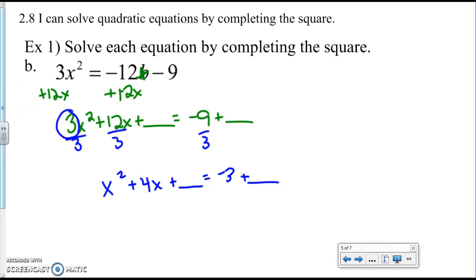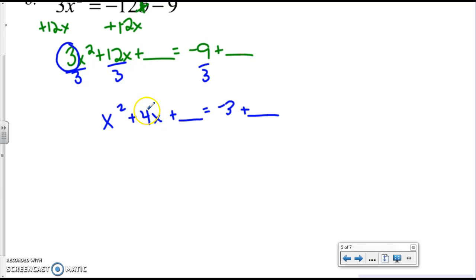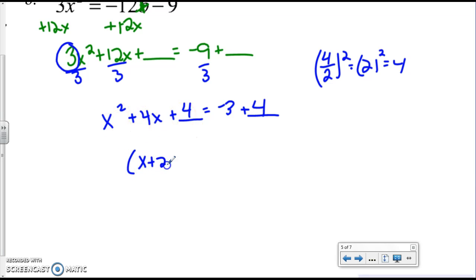Okay, now we can complete the square. So take half of b. My b now is 4. So half of 4 is 2. And then 2 squared is 4. So I'm going to add 4 to both sides. Okay, factored form here should be x plus 2 squared equals 1.